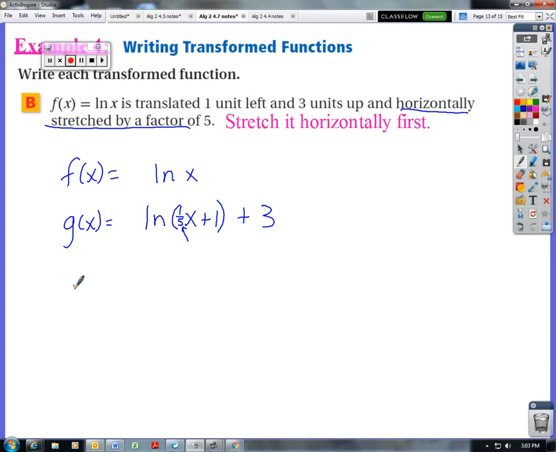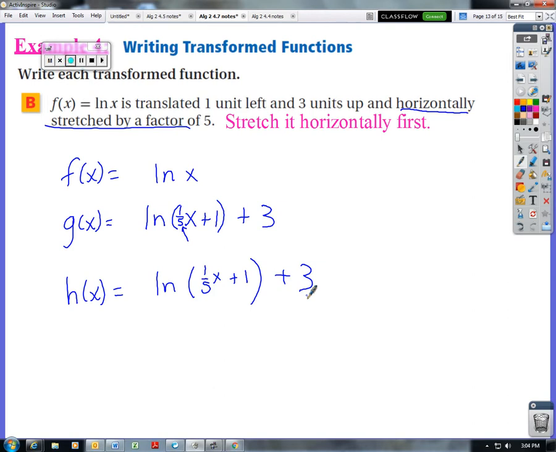If I do it the other way, I'll call that h of x. If I do it in a different order, sometimes the order matters. So if I stretch it horizontally first, that means I'm going to have natural log of 1/5 x. Yeah, I don't think it really matters. And then I'm going to go 1 unit left, so that's plus 1, still inside the parentheses with the x, and then 3 units up. Okay.